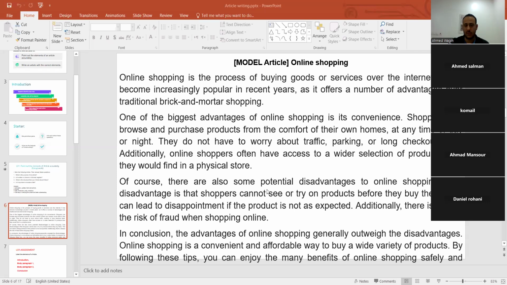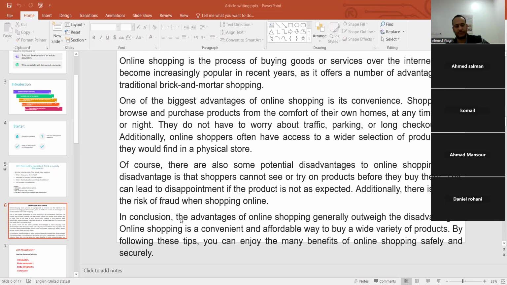Of course, there are also some potential disadvantages. So here he talked about the advantages, here disadvantages. And as I said before, not all articles are advantages and disadvantages. Maybe some people for and some people against. Maybe you need to find some solutions to these negatives or problems, some suggestions. So one disadvantage is that shoppers cannot see or try on the products before they buy them. This can lead to disappointment if the product is not as expected. Additionally, there's always the risk of fraud when shopping online.